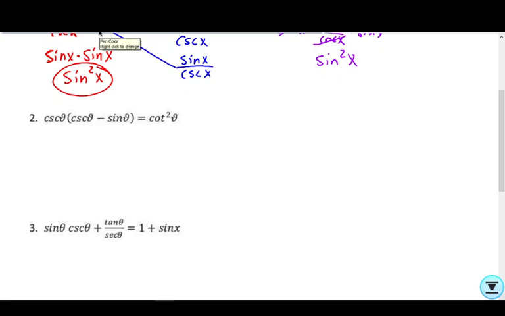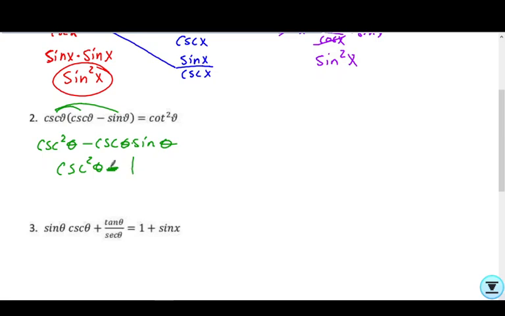Again, one of the first things I always ask my kids to do is to do any kind of algebra. So in this one, I'm going to start by distributing it in. So cosecant times cosecant is cosecant squared theta minus cosecant theta sine theta, like that. And then anything multiplied by its reciprocal is 1. So cosecant squared theta minus 1. And that's one of our Pythagorean identities, which is cotangent squared. And that's the answer we're looking for. Okay.